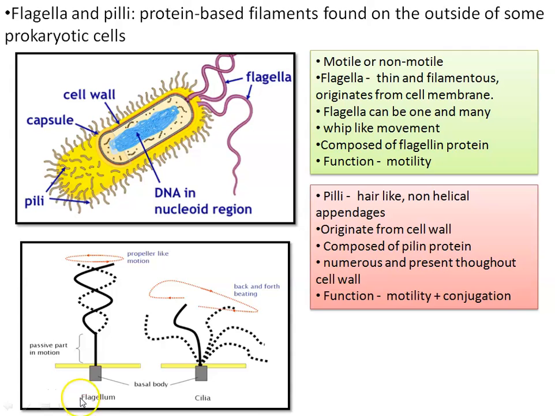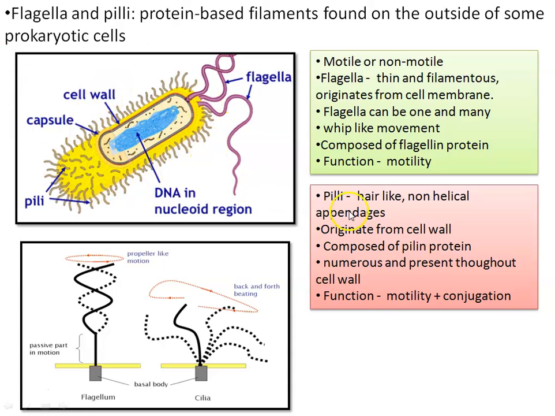However, both flagella and cilia are protein-based filaments which help the cells in their motility. Now, apart from motility, there is another protein-based filament present, which is known as pili. These pili are also present all over the surface of the cell, and they help in the process of conjugation, apart from the process of motility.